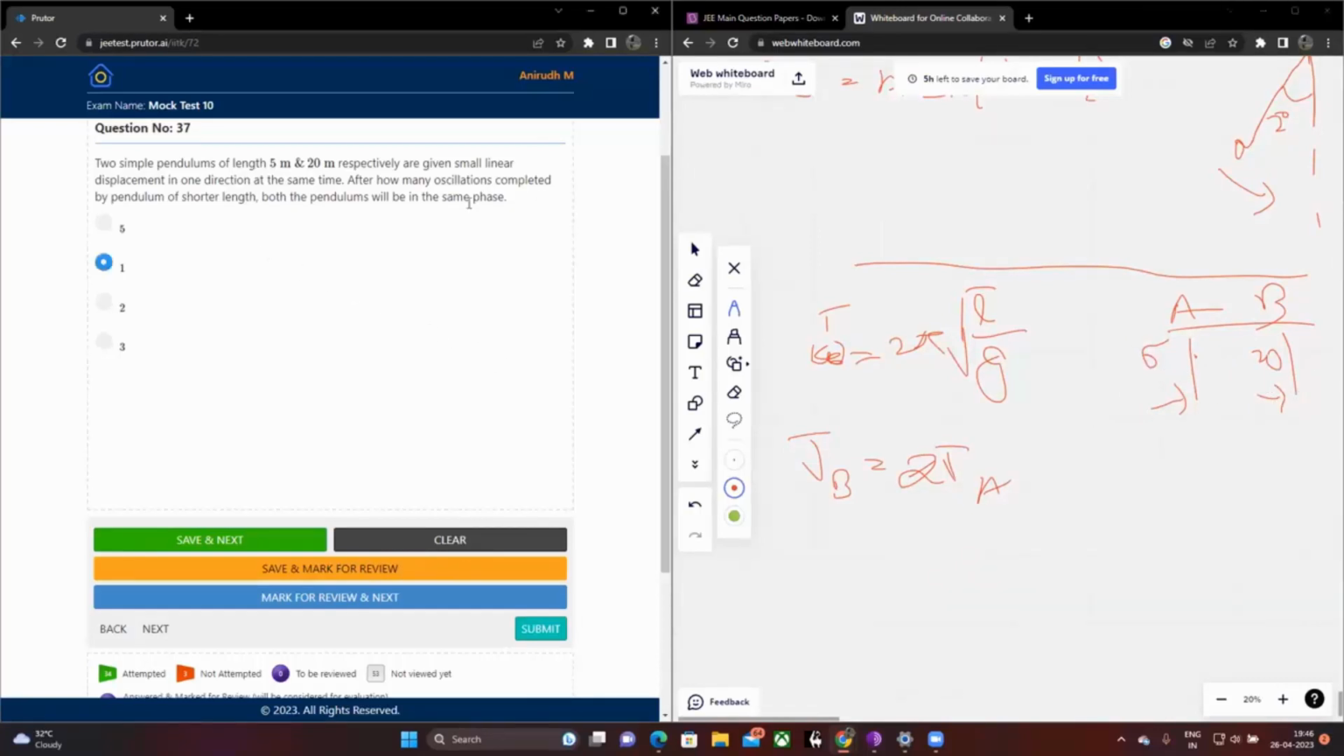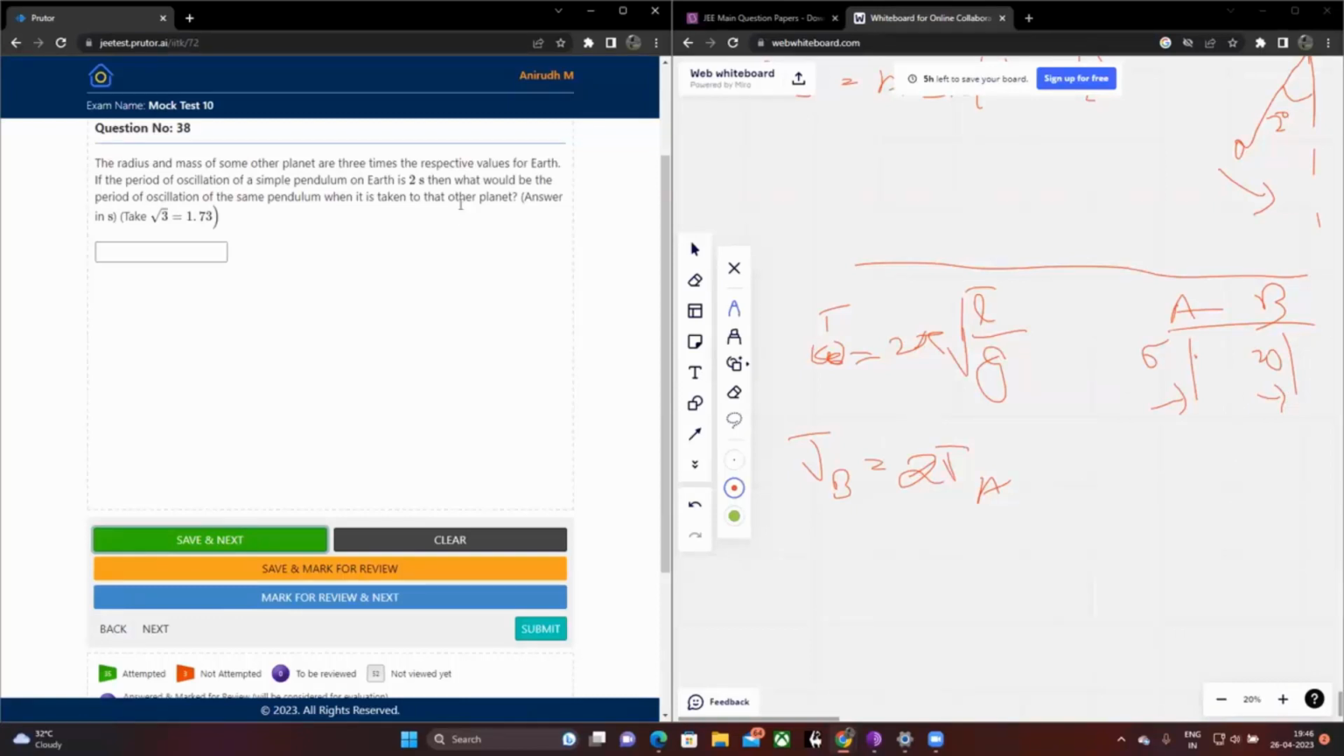So after two complete oscillations of the shorter length, the longer one completes one oscillation and comes back to its initial position, because it's an integer multiple of the time period. And so they'll be in the same phase. Two complete oscillations of 5 give one oscillation of 20, not the other way around.